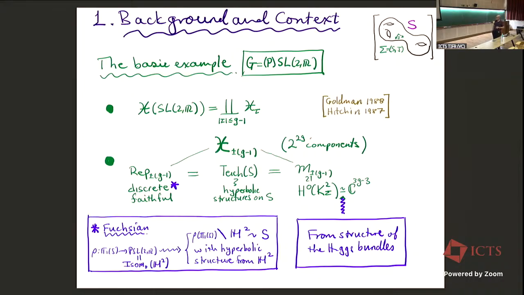From the Higgs bundle perspective, these maximal components in the Higgs bundle setting have a very explicit description as a vector space. You can identify it with the space of quadratic differentials on the surface. So you get global information about the components from the Higgs bundle picture.